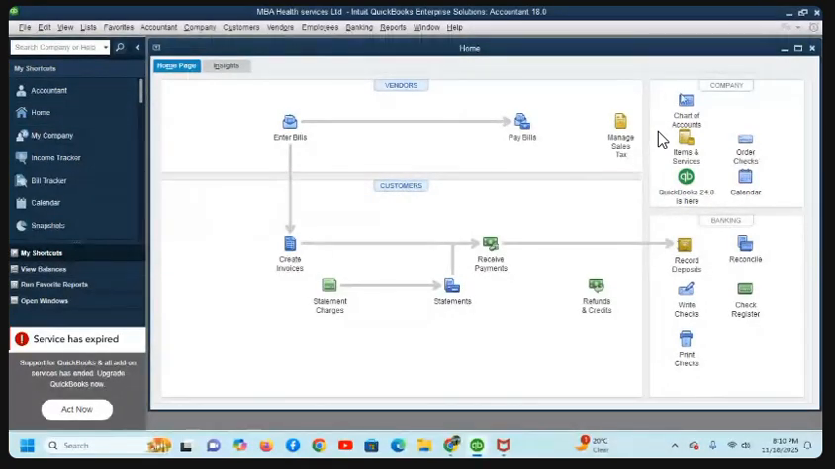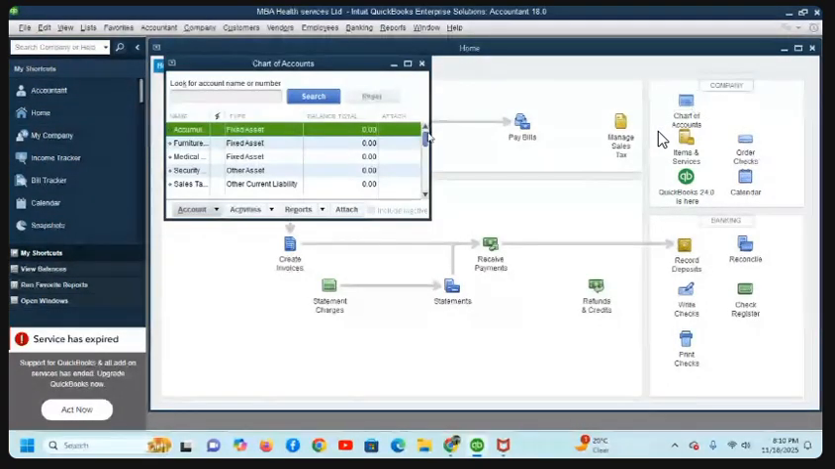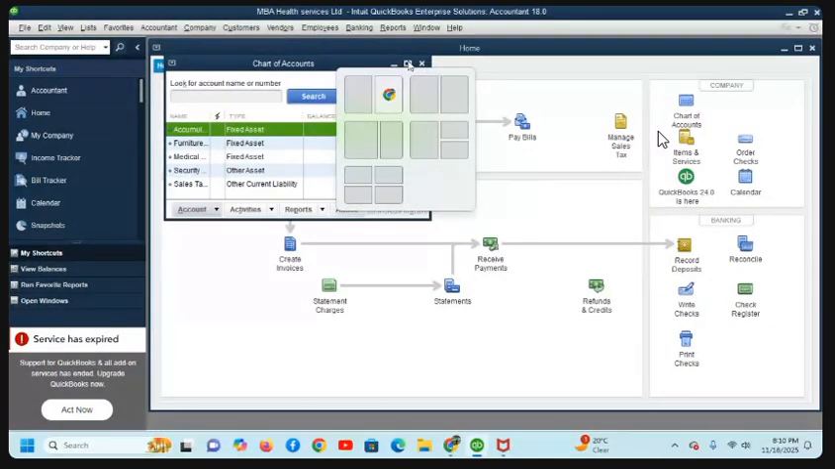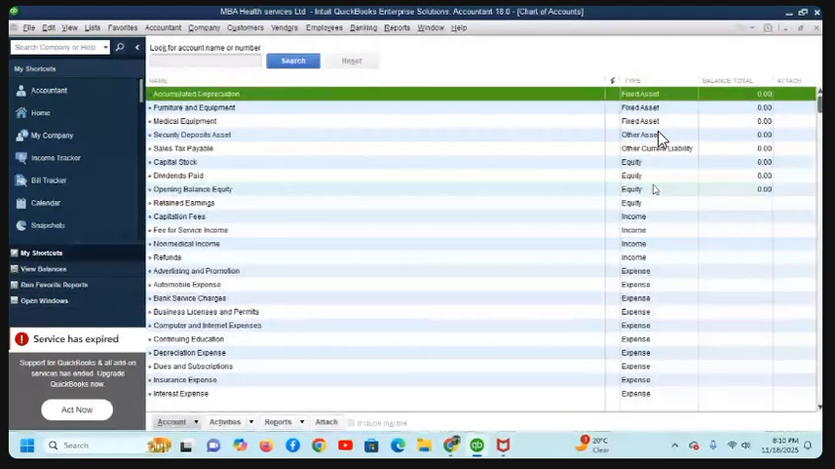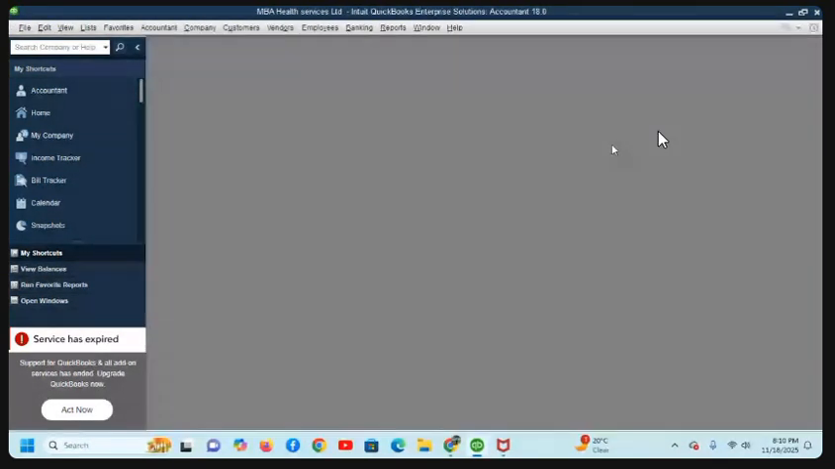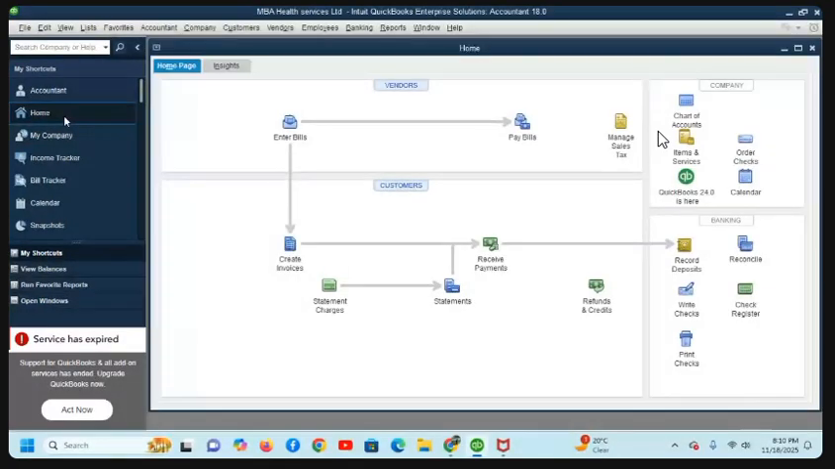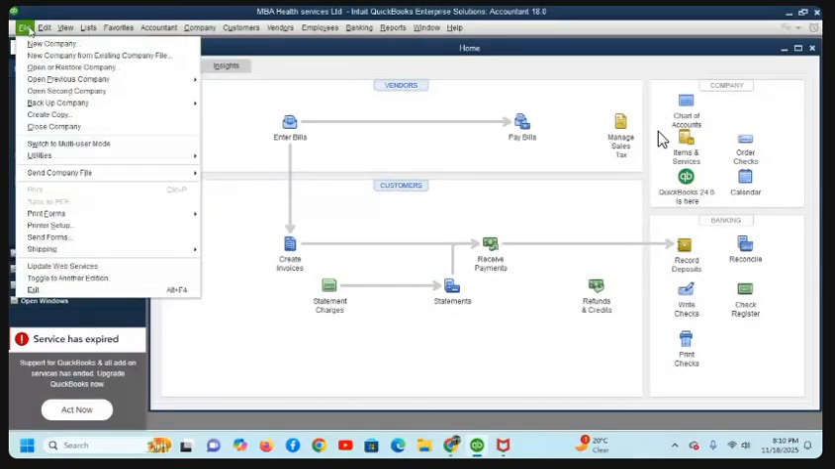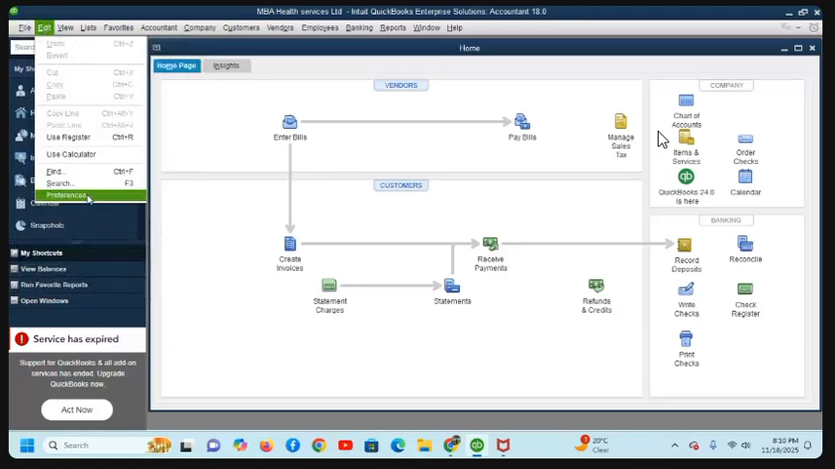When you open QuickBooks, you find that everything is in US dollars. The figures are by default in dollars. Whatever you enter now will be in dollars. So what do you do? You can set up the chart of account, you remove it from dollars to any other currency. So we go to file, edit, then I go to preferences.